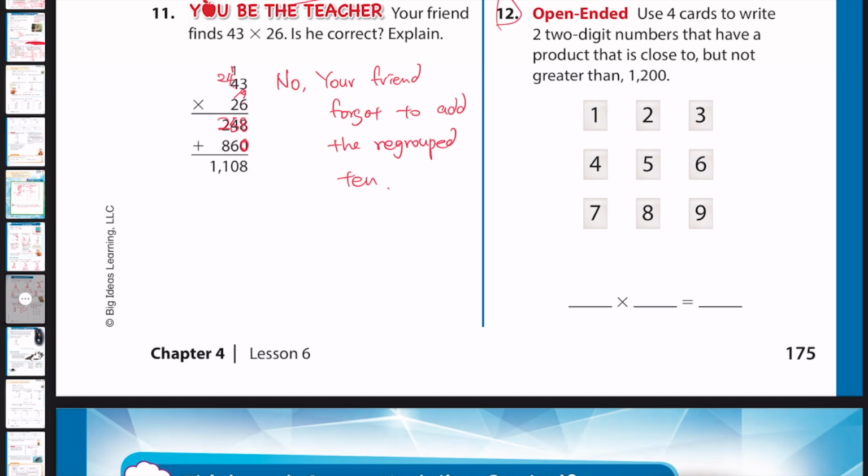Now number 12. This type of questions takes time, but it's fun to do it. So do not give up and don't think, it's complicated, I don't want to do it. Don't say that. Let's try, okay?